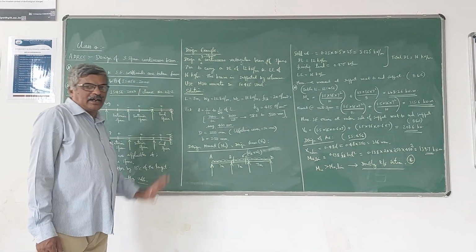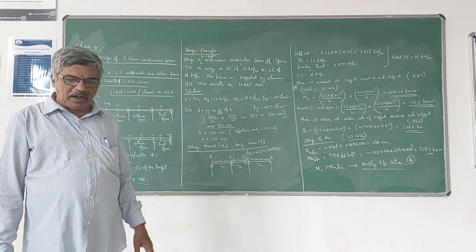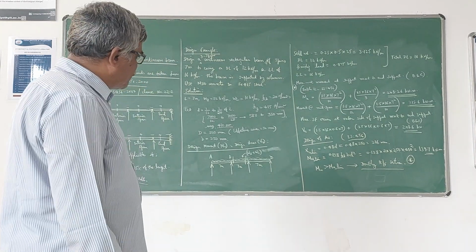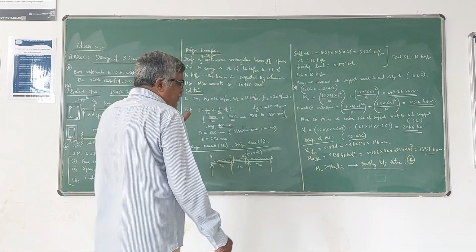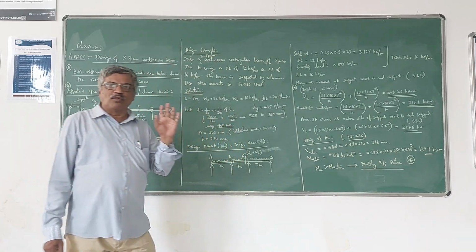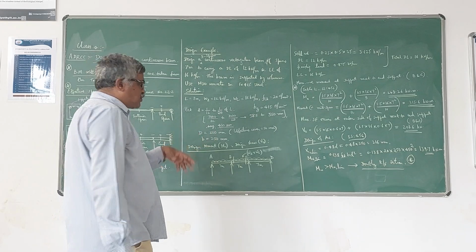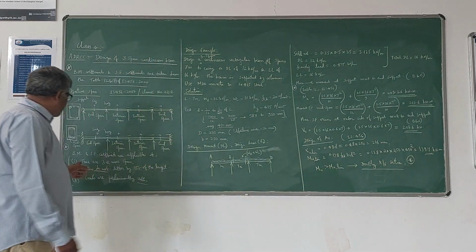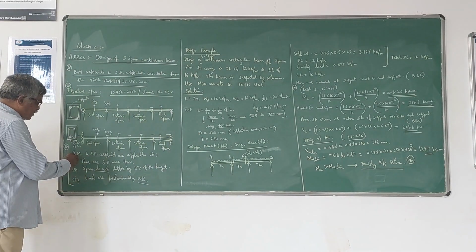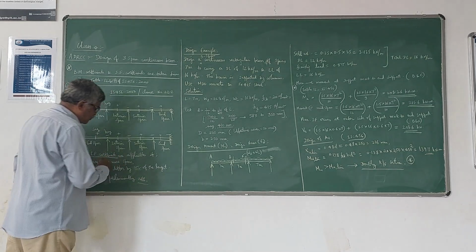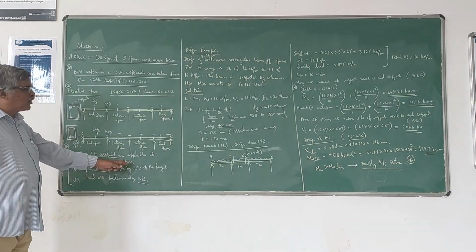Now let us take a design example of a 3-span continuous beam, or this procedure is applicable even if the beam has more than 3 spans also. So 3 or more than 3 spans, this is the procedure. Then only you can use these bending moment and shear force coefficients. We can use them only if there are 3 or more spans.